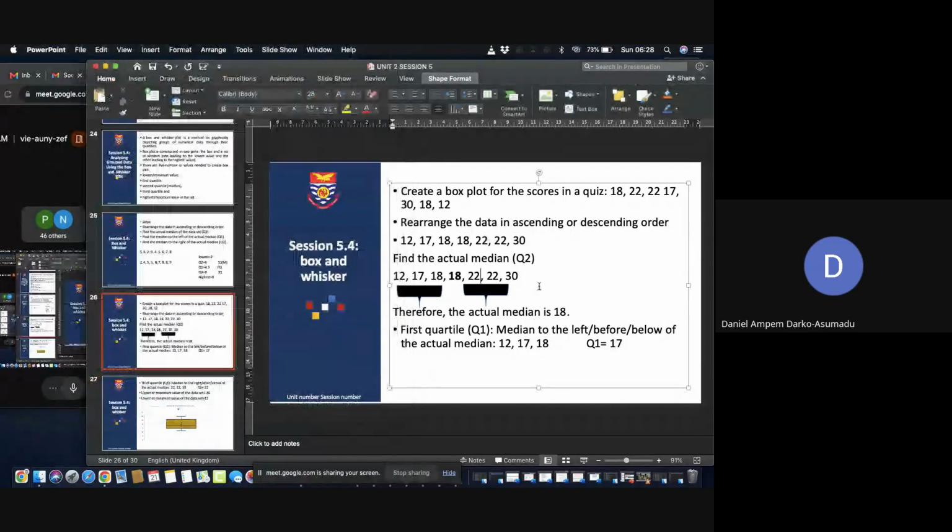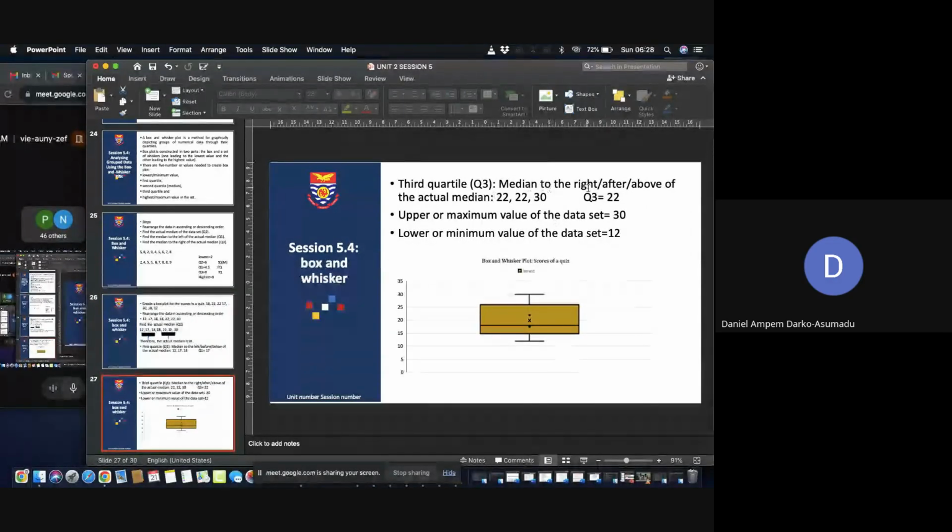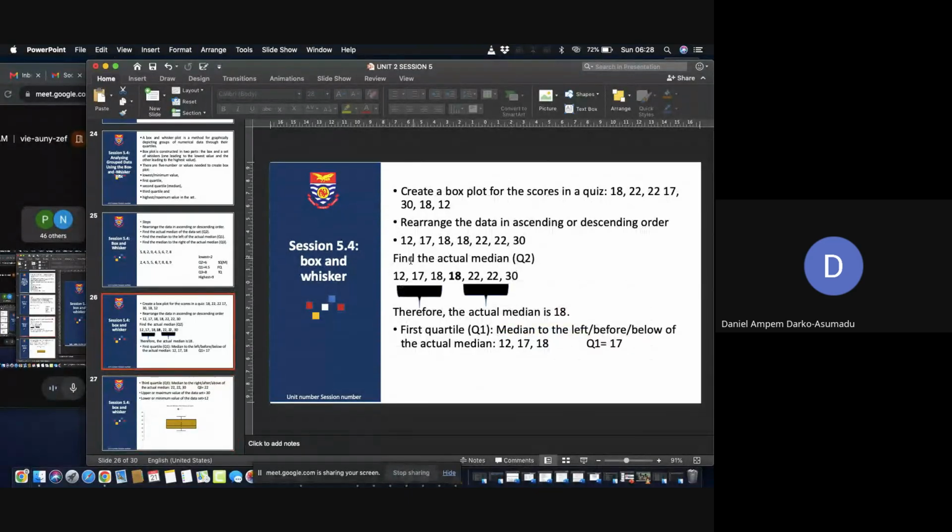So, what will be Q3? 20? 22. Fantastic. So, on the right-hand side, 22 is in the middle here. So the third quartile is the median of the values above the actual median: 22, 22, 30. So Q3 is 22. The maximum value is 30, and the minimum value is 12.